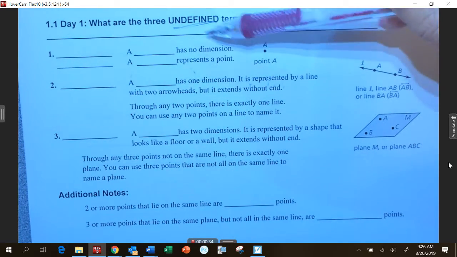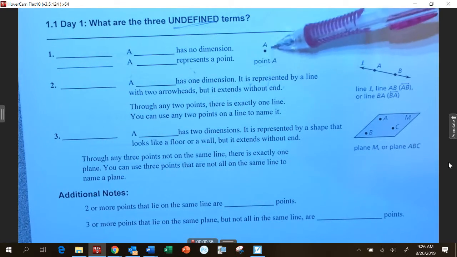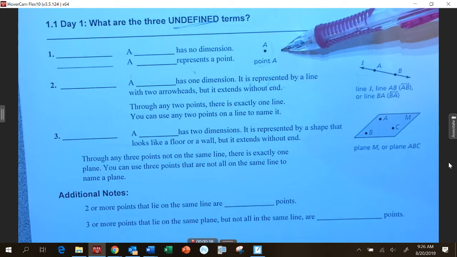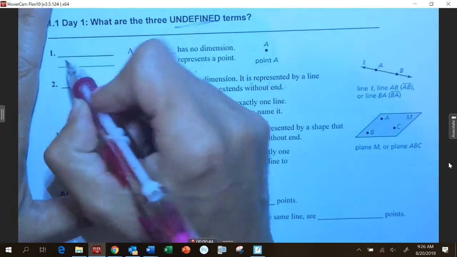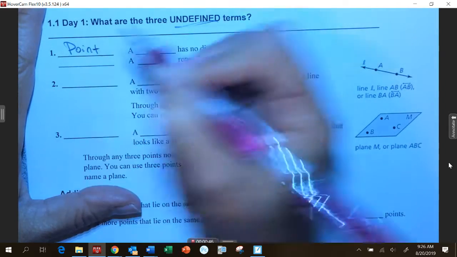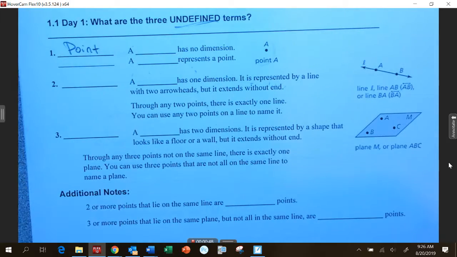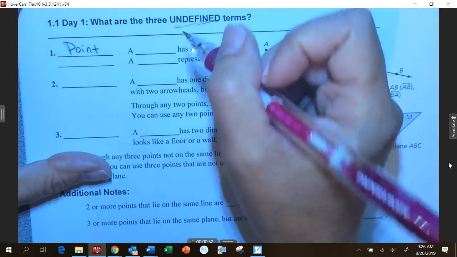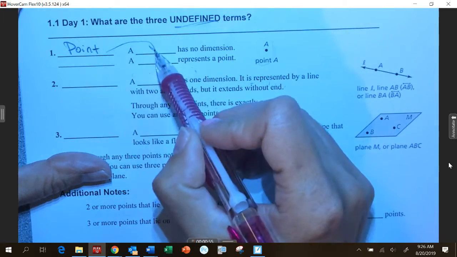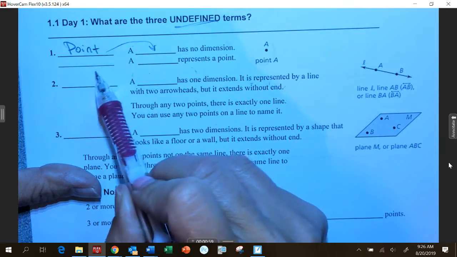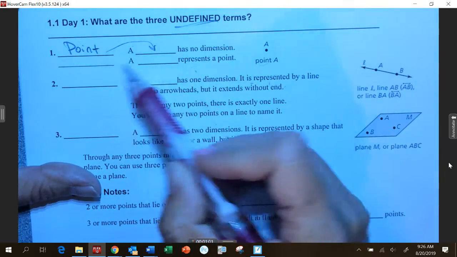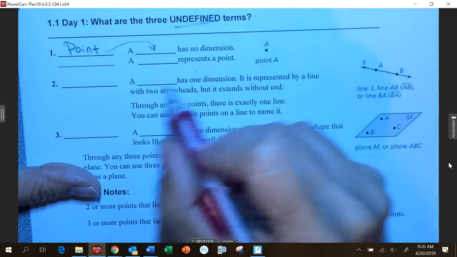Okay, so this is the first thing we're talking about, and you look at this picture and you say that is a point. So a what has no dimension? A point has no dimension. We just talked about that before I started the video. And this blank, that's where the word point goes. I'm just not going to write it twice. It doesn't matter where you put it.